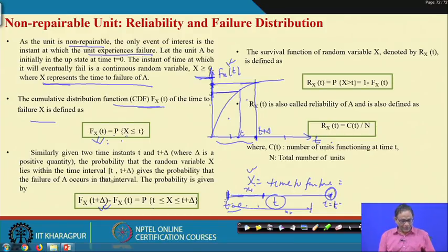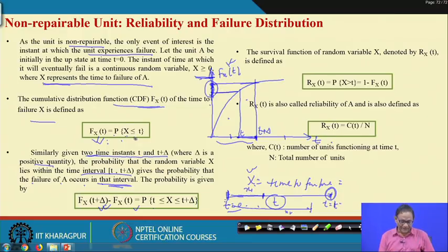In between, what is the probability that the failure will take place? I am reading again: given time instants t and t plus delta, where delta is a positive quantity, the probability that the random variable x lies within this interval, that is, the probability that the failure of A occurs in the time interval, is given by this. It means that within this time interval the failure occurs, that is the probability, and the difference between the two is this.